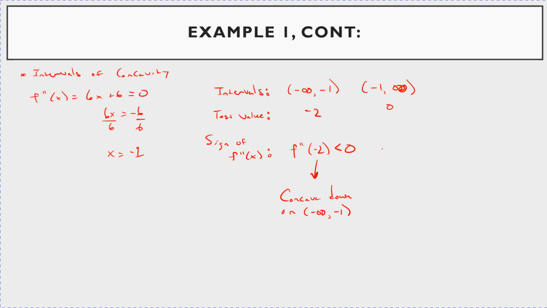Now I'm going to take my test value and plug it into the second derivative. Well, 6 times 0 is 0, plus 6 is 6, which is greater than 0. So the sign of the second derivative is positive. So now this is concave up on this interval.